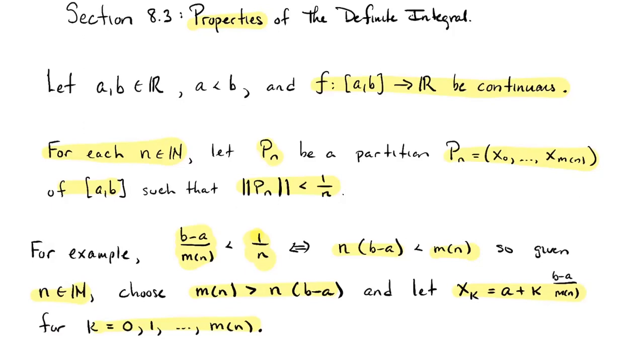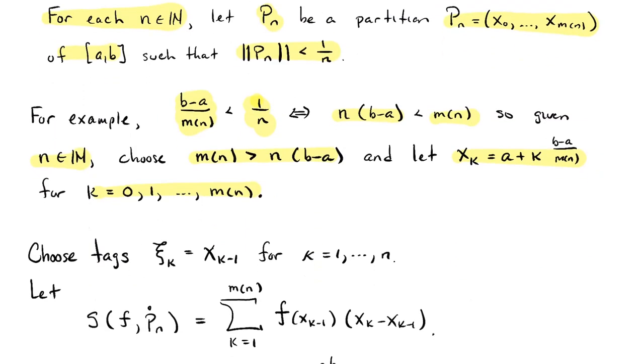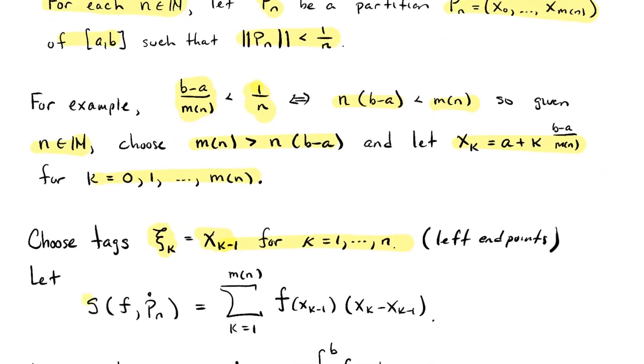And for that matter, I'll always tag that partition. Let's remember our tags were these c sub k's. I'll just choose them to be the left endpoints. Okay, so of each subinterval, I just pick c sub k to be the left endpoint of that subinterval, and that always gives me a tagged partition whose Riemann sum I will denote the same way we did before, S of f and this tagged partition p sub n. So what do I do? I plug the left endpoints into my function, I multiply it by the width of the corresponding subinterval, and I add those things up.